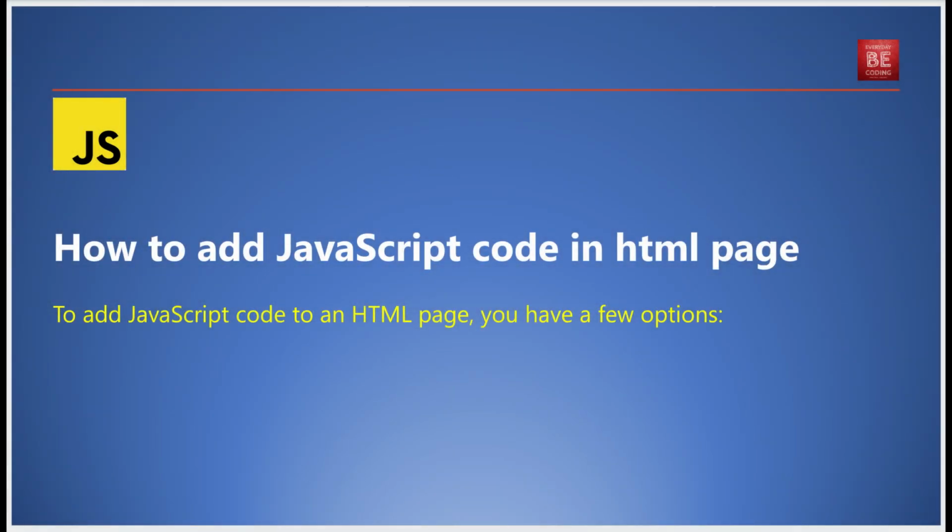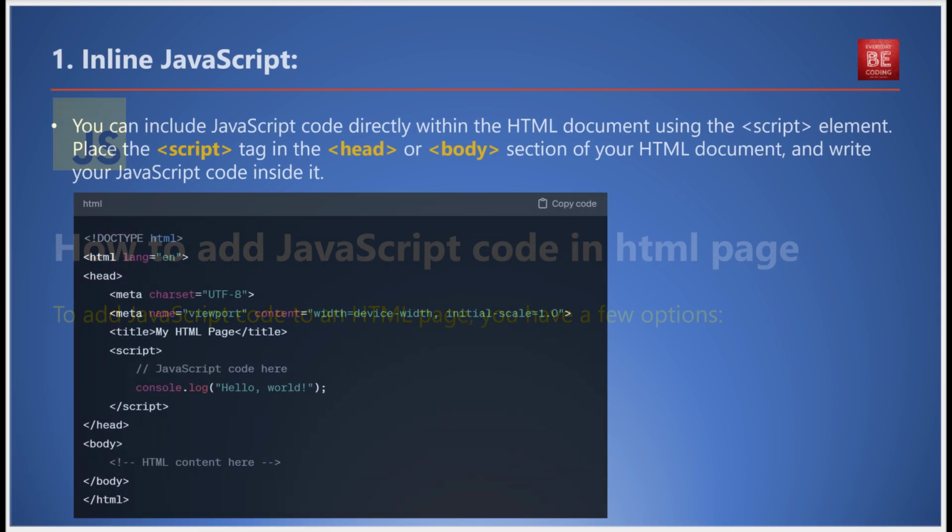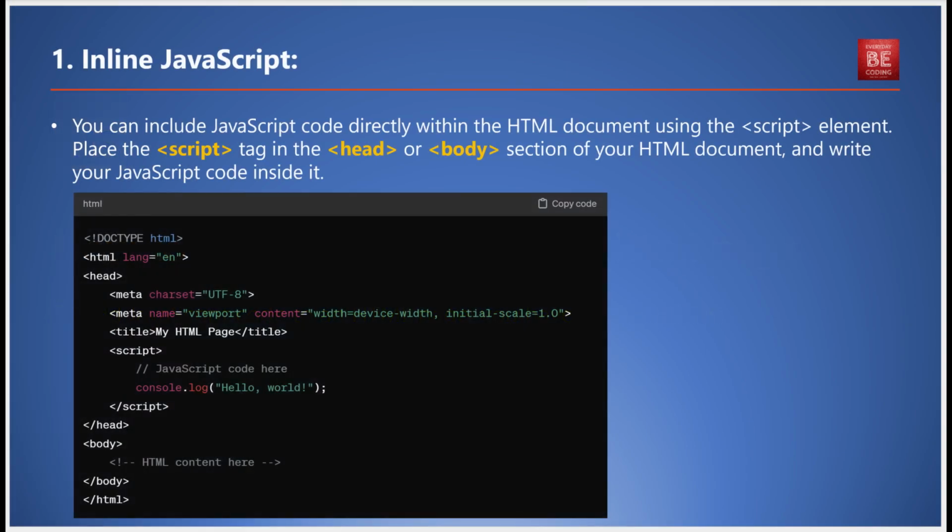Ever wondered how to add JavaScript to an HTML page? Well, it's not as complicated as it may seem. In fact, there are a few simple ways to do it. First up, inline JavaScript. This method involves including JavaScript code directly within the HTML document. You use the script element for this.